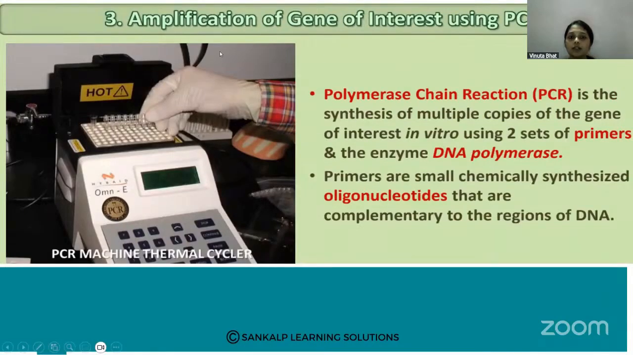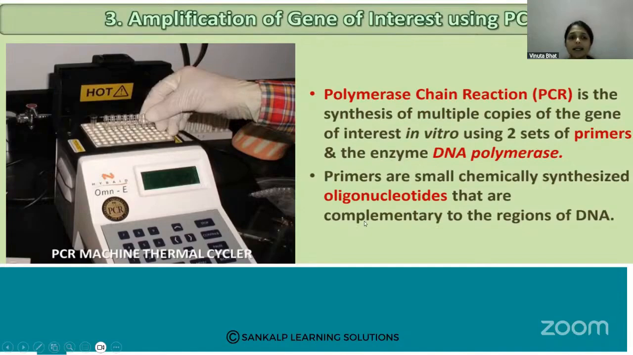Now, amplification of the gene of interest using PCR. We have only one copy, right? So we need more copies of this DNA. Polymerase chain reaction, PCR, is used in the synthesis of multiple copies of the gene of interest in vitro using two sets of primers and the enzyme DNA polymerase.